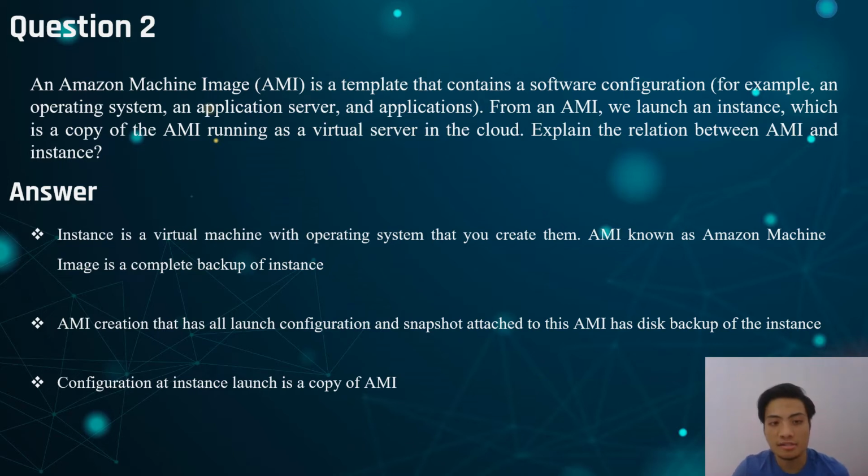The answer: an instance is a virtual machine with an operating system that you create. AMI, known as Amazon Machine Image, is a complete backup of an instance. AMI creation has all launch configuration and snapshots attached to this AMI as a backup for the instance. And the last one is that the configuration at instance launch is a copy of the AMI.